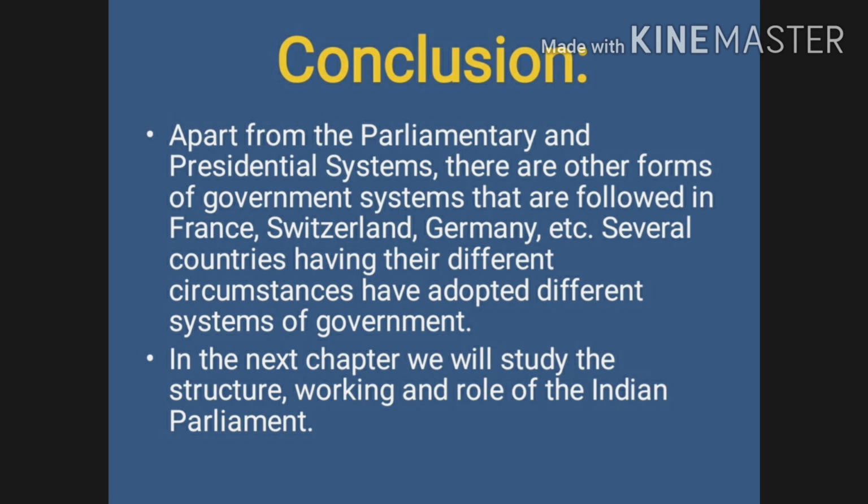Children, we also have learnt about the presidential system of government, where the president is the head and the three organs, even though they run separately, still have control over each other mutually, which makes them run in a better way. So children, apart from the parliamentary and presidential systems, there are other forms of government systems that are followed in France, Switzerland, Germany, etc. Several countries having different circumstances have adopted different systems of government.